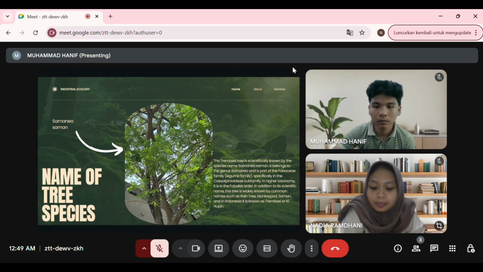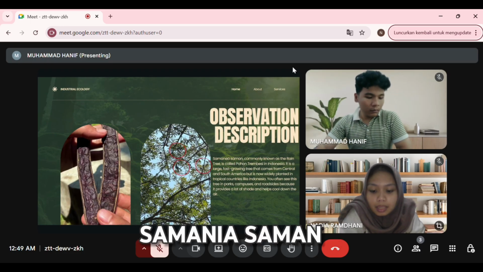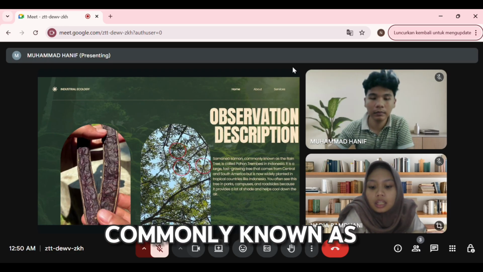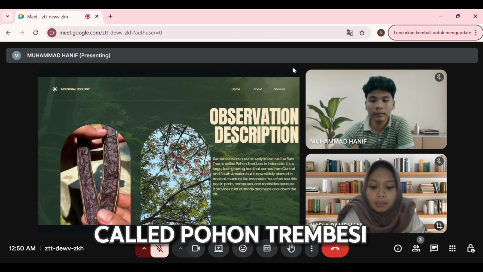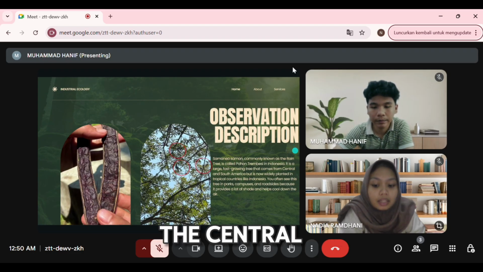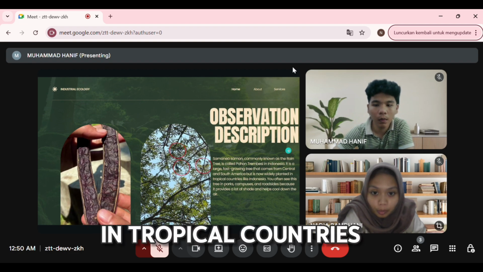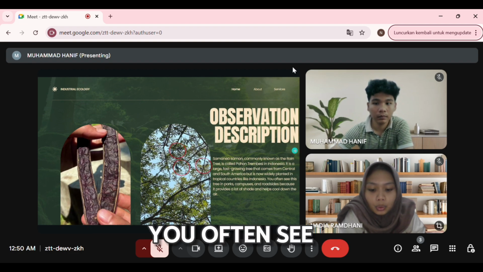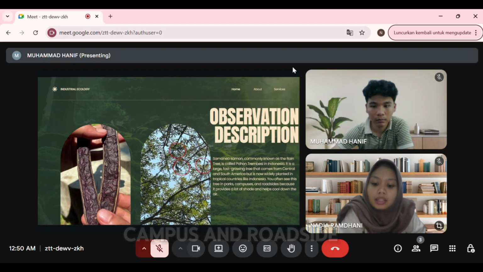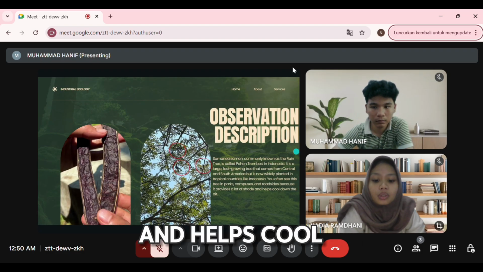So the observation description of the Samanea saman. Samanea saman, commonly known as rain tree, is called pohon Trembesi in Indonesia. It is a large, fast-growing tree that comes from Central and South America, but it's widely planted in tropical countries like Indonesia. You often see this tree in parks, campuses, and roadsides because it provides a lot of shade and helps cool down the air.